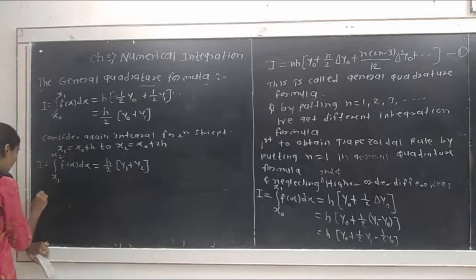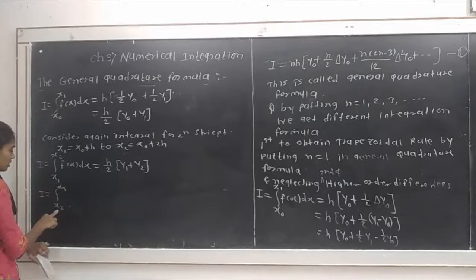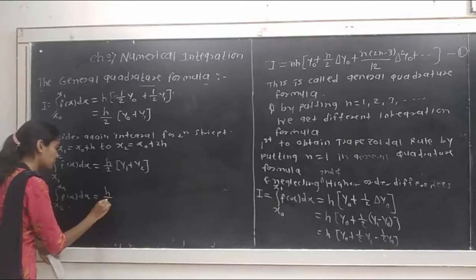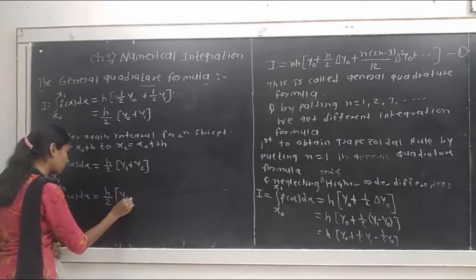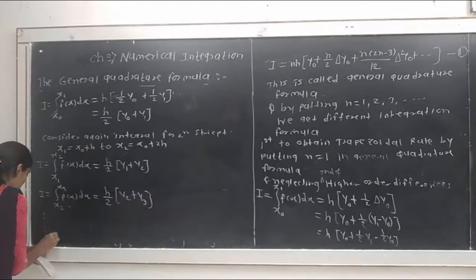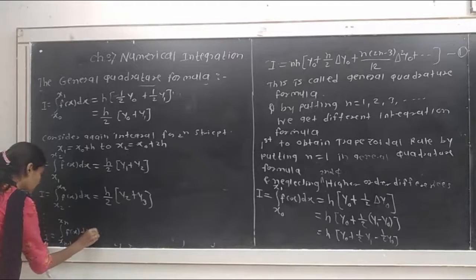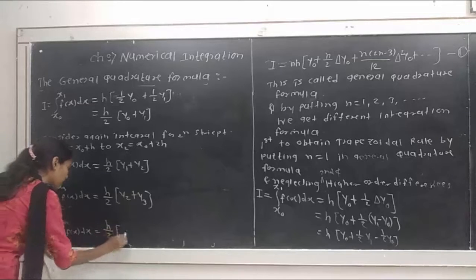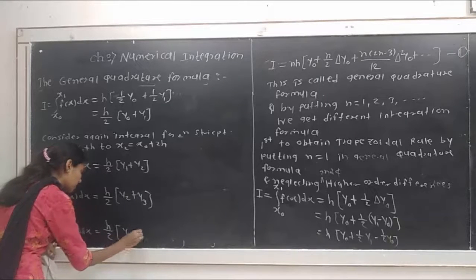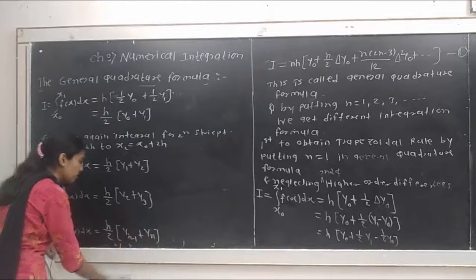Again, if we find the integral for the next strip x2 to x3, that is, on the interval x2 to x3 of f(x) dx, then the value of this integral is h divided by 2 in bracket y2 plus y3. Continuing in this way, if we find the value of the integral on the last interval, xn minus 1 to xn of f(x) dx, then the value is h divided by 2 times the addition of the function values at the points n minus 1 and n, that is, yn minus 1 plus yn.